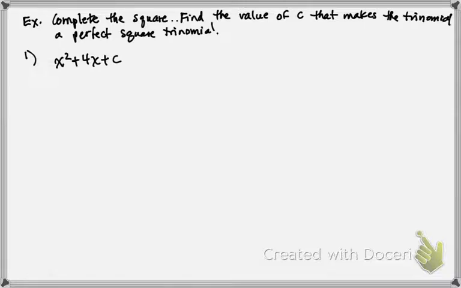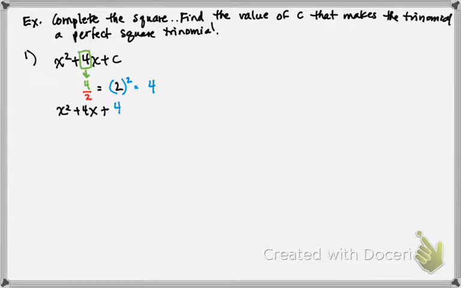So remember what it said. Our focus is on the linear coefficient. We're going to cut it in half, and that's going to equal 2. And then we said we're going to square it, and that equals 4. So if I add 4, then I have a perfect square trinomial. So I would have x squared plus 4x plus 4.